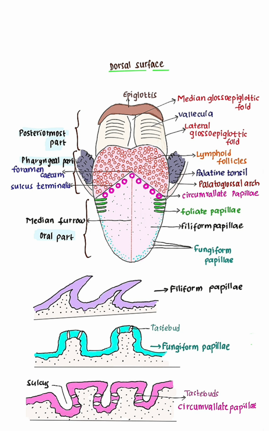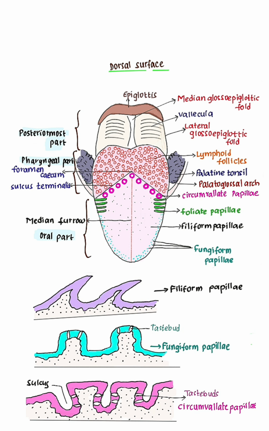Pharyngeal part. It is posterior one-third part of the tongue. It has large number of lymphoid follicles which together constitute lingual tonsil. It also has large number of mucus and serous glands. The mucous membrane covering the pharyngeal part does not have any papillae.